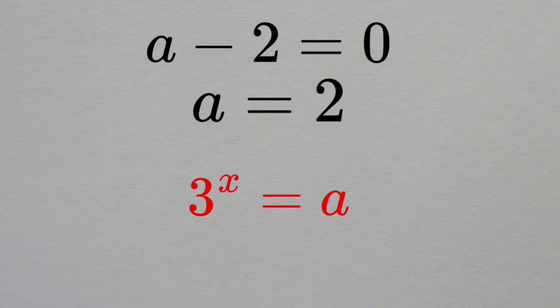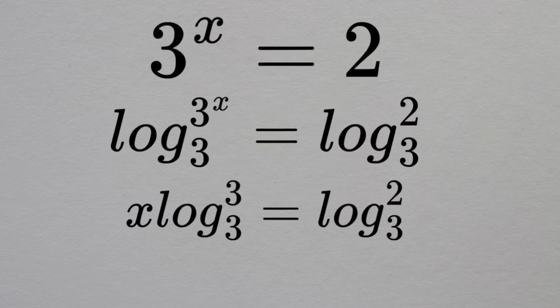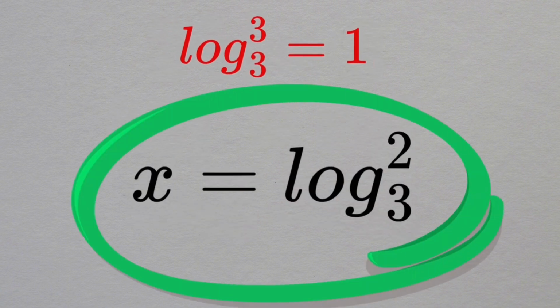We have an exponential function. To pass to the inverse of an exponential function, we need to do logarithmic operations. In this case, let's take the logarithm of both sides, but we need to decide which base we take. The logarithm base 3 of 3 to the x is equal to the logarithm base 3 of 2. The exponent given here will come in front of the logarithm. Since the bases are the same, we know that the logarithm base 3 of 3 is 1. And our solution here: x is equal to the logarithm base 3 of 2.